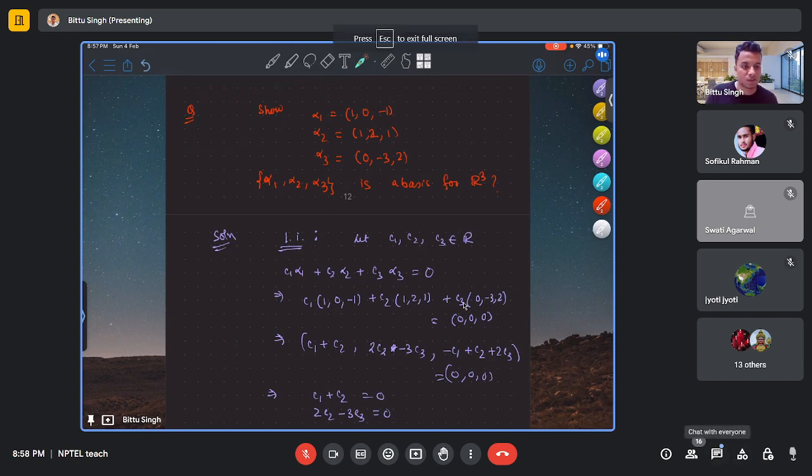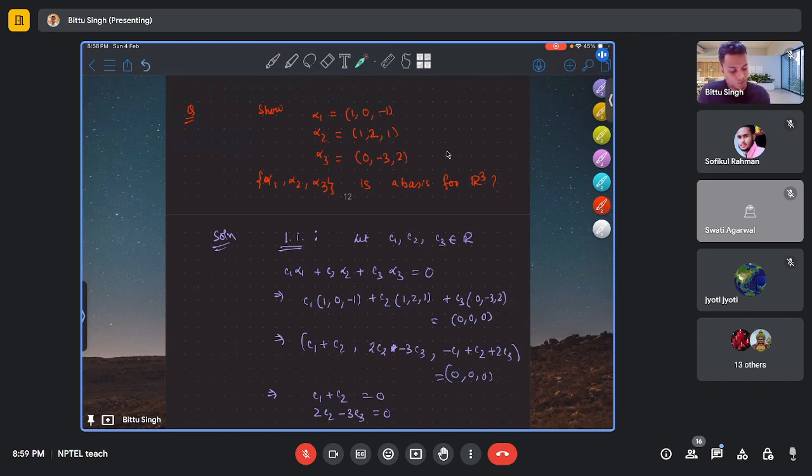What he has said is right, because instead of checking if it is spanning the whole space or not, we can directly conclude: because R3 has dimension 3, any three linearly independent vectors span the whole space. It is true. So you can use that, or otherwise you have to prove.